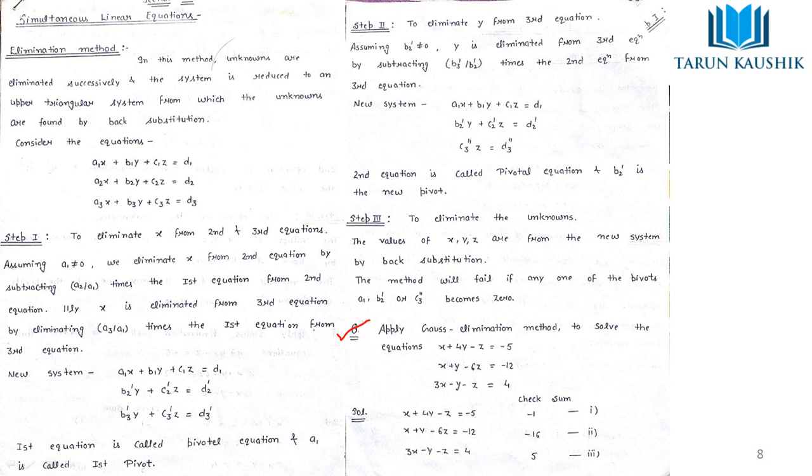So this is the question. By applying the Gauss elimination method, we are required to solve these equations: x plus 4y minus z is equal to minus 5, and these three equations are given, and we are required to solve them.